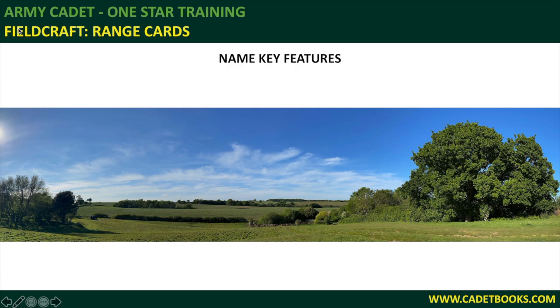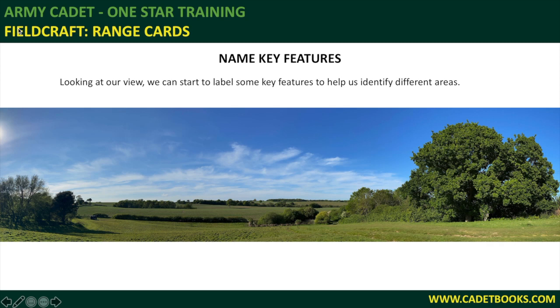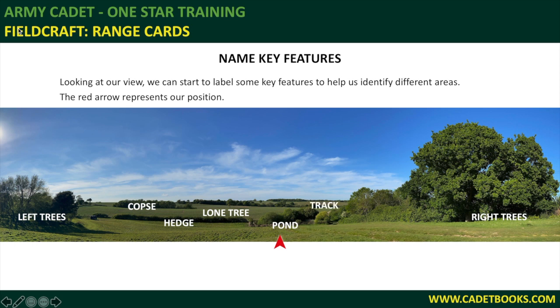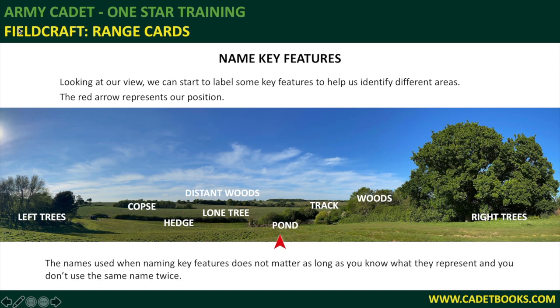Name key features. Looking at a view, we can start to label some key features to help us identify different areas. The red arrow represents our position. We have left trees, right trees, a copse, hedge, a lone tree, pond, track, woods and distant woods. The names used when naming key features does not matter as long as you know what they represent and you don't use the same name twice.